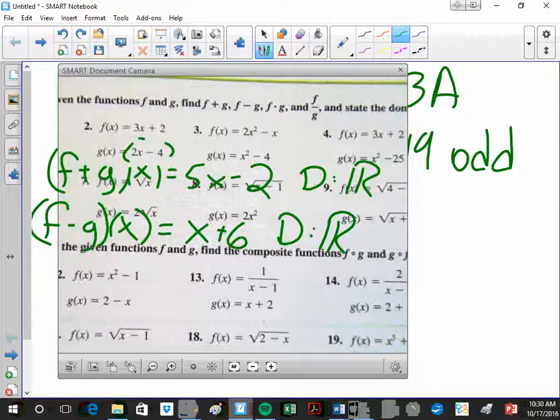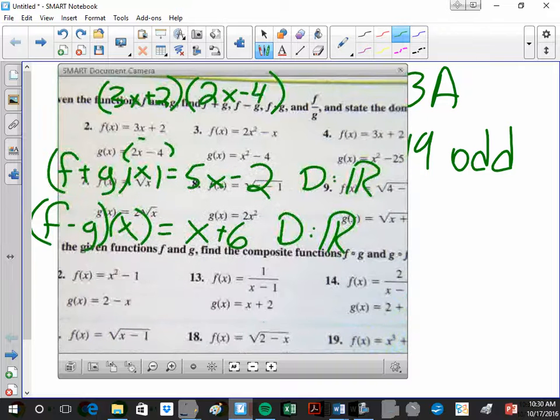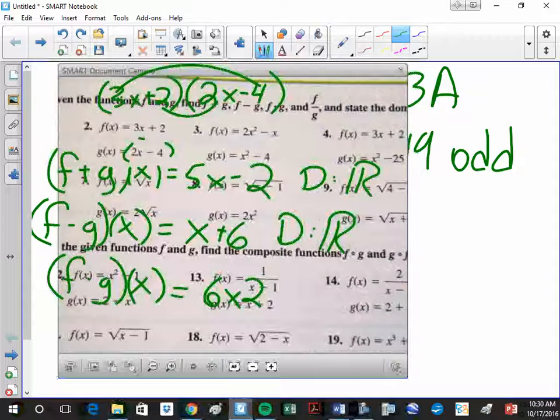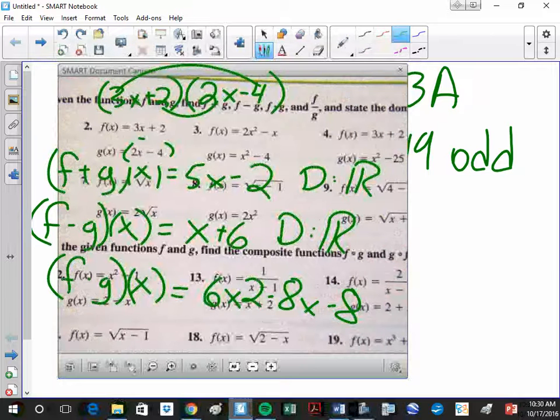Okay. f times g. 3x plus 2 times 2x minus 4. What do you get when you multiply those? So f times g is 6x squared. That one gives me negative 12, and this one gives me 4. Negative 12 plus 4, negative 8x minus 8. Any domain restrictions there? Do we divide by 0 or square root negatives?